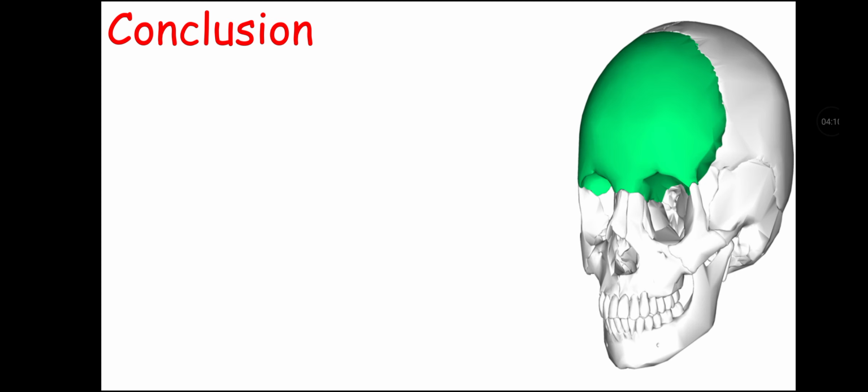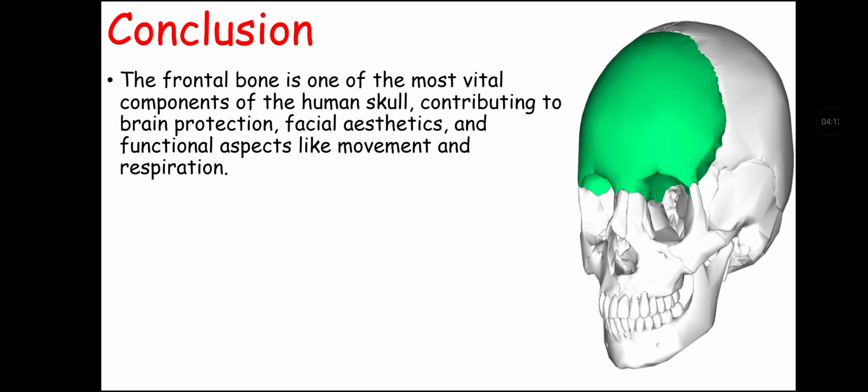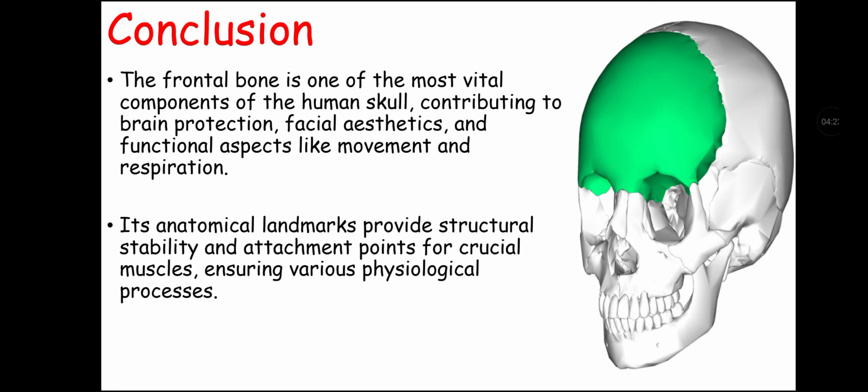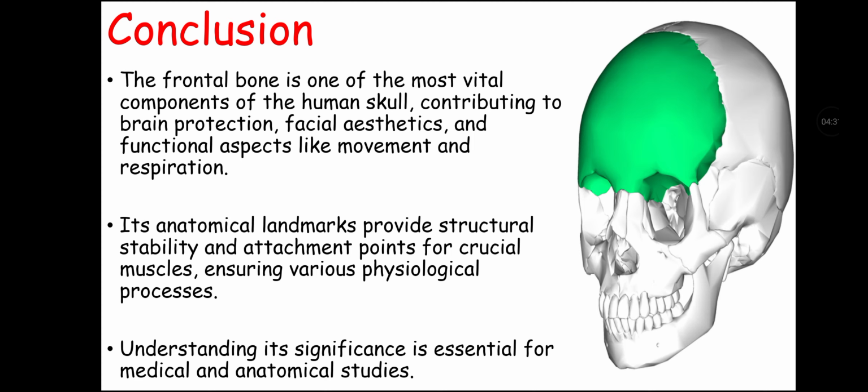Now let's talk about the conclusion of our lecture. Frontal bone is one of the most vital components of human skull, contributing to brain function, facial aesthetics, and functional aspects like movements and respiration. Its anatomical landmark provides structural stability and attachment point for crucial muscles and ensuring various physiological processes. Understanding its significance is essential for medical and anatomical studies. So this was about frontal bone.